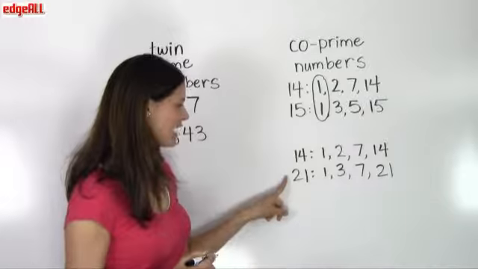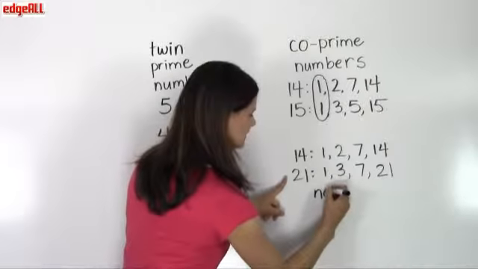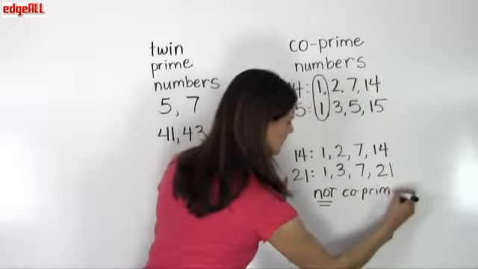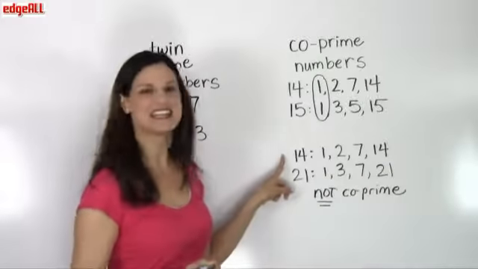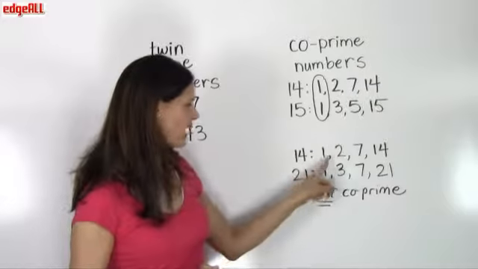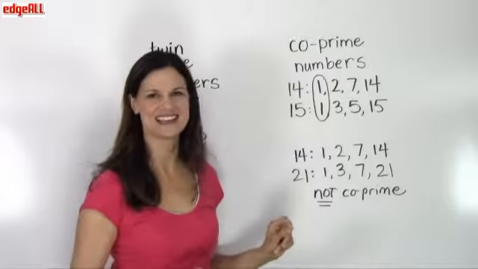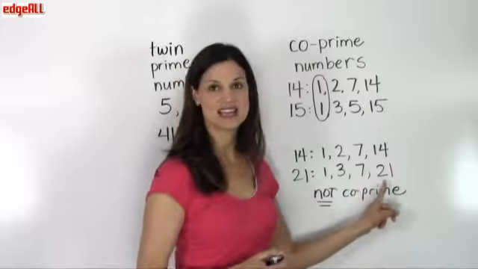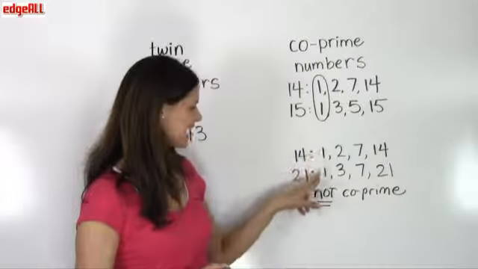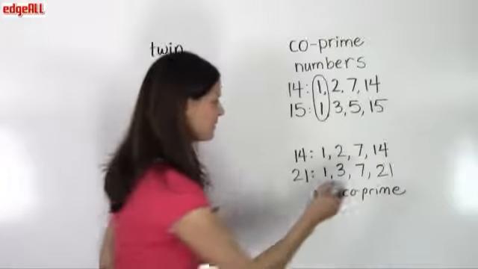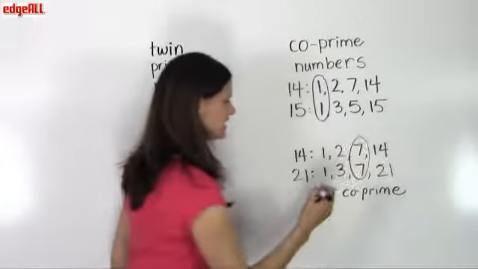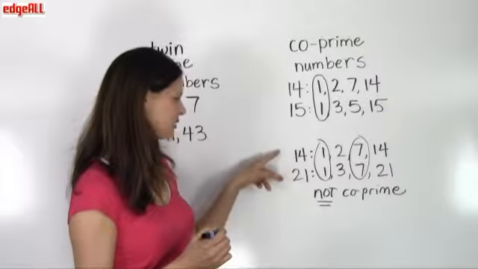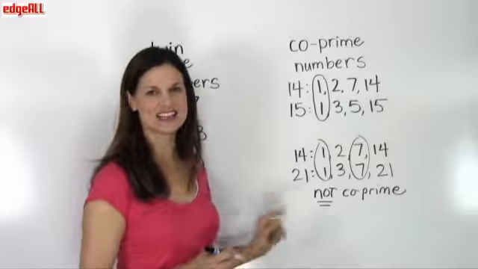14 and 21 are not co-prime because when we see the factors of 14, 1, 2, 7, and 14, and then we look at the factors of 21, 1, 3, 7, and 21, we can see that they have 1 in common, but they also have 7 in common. And so that makes 14 and 21 an example of a pair of numbers that are not co-prime.